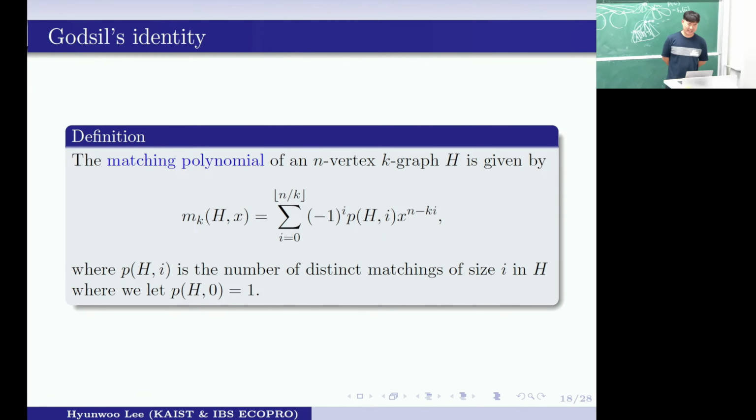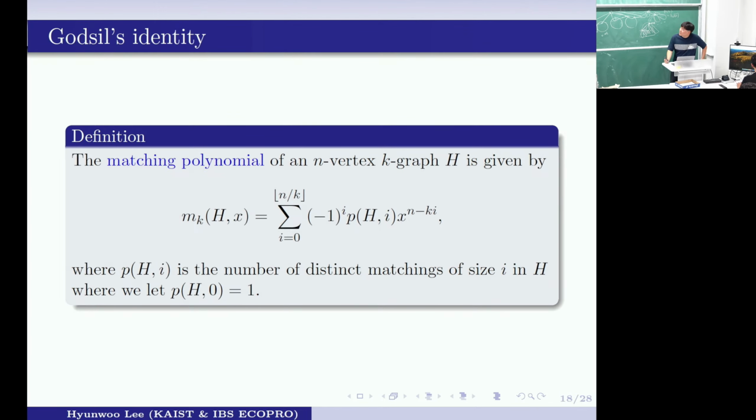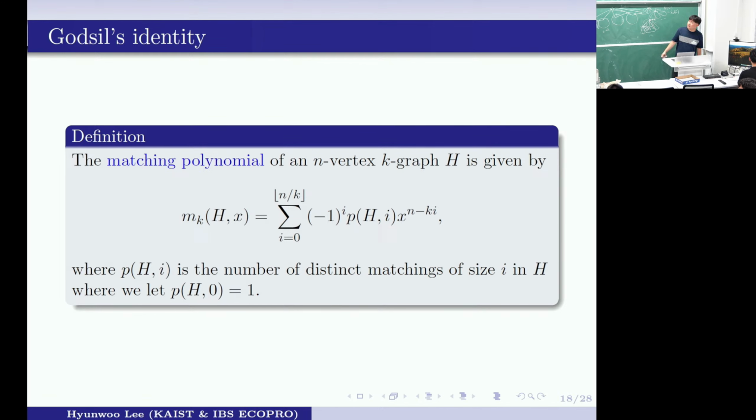So we have an n-vertex k-uniform hypergraph H. Then the matching polynomial m_k^H(x) is defined by this expression, where phi_i is the number of distinct matchings of size exactly i in H. We also consider the empty set as a matching, so we define phi_0 as 1.